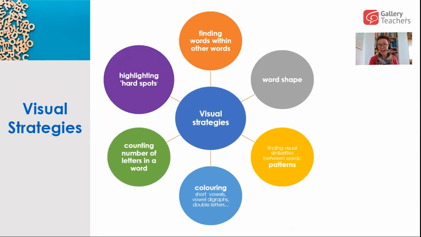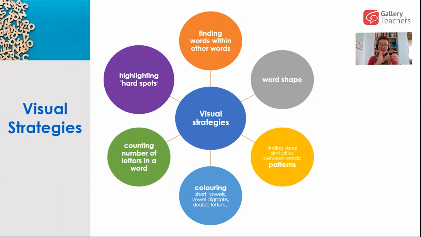Now let's have a look at the strategies that we can use. So first we'll have a look at the different types of visual strategies, and then I'm going to show you different examples. Visual strategies are probably the ones that we resort to the most instinctively in the classroom. So let's have a look at them. And they're really, really useful. I really like that one there in orange at the top, the idea of finding words within other words.